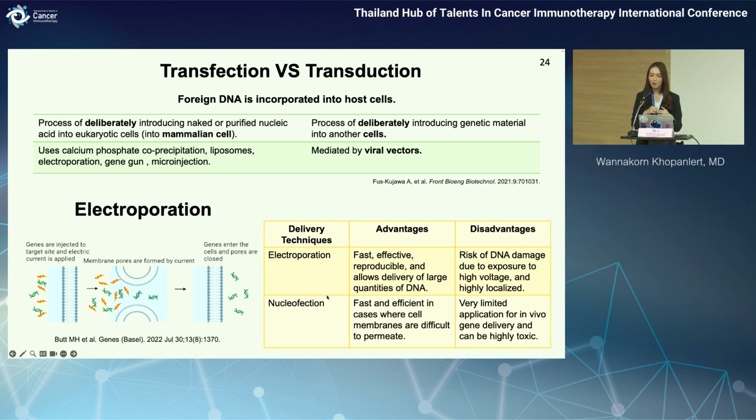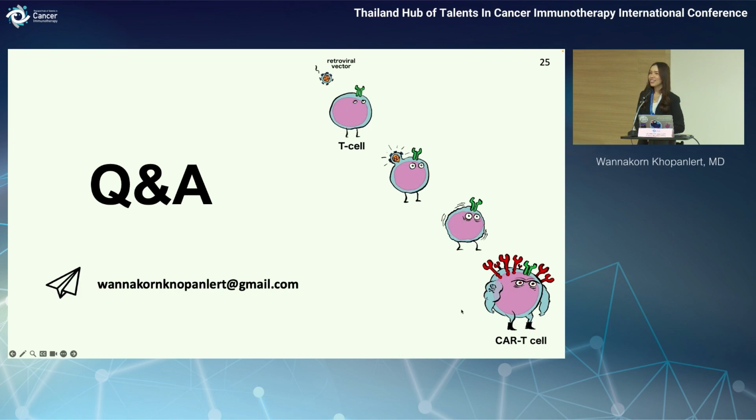Nucleofection is similar to the method of electroporation, but it's more advanced, in order to directly deliver the material inside the cell, which increases the efficiency of the process and allows gene transfer to cells that are comparatively hard to transfect. Yeah, and those are the delivery systems, and hope you guys enjoy.